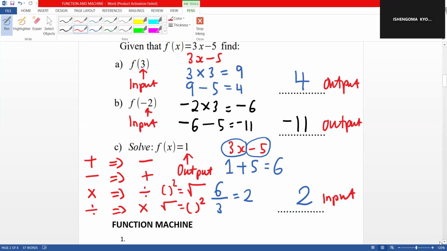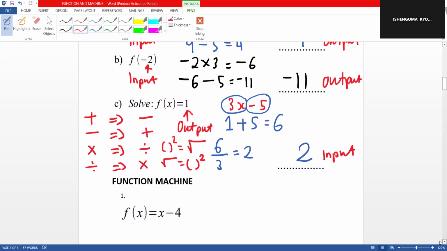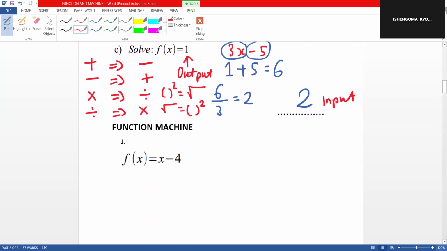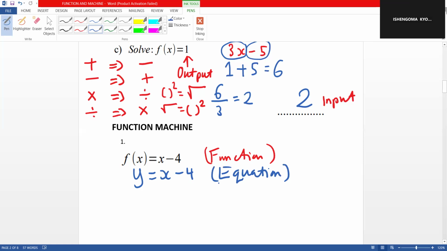Now let's look at function machines. First of all, when I have my function, we say a function has a length. First, change the function to become an equation.